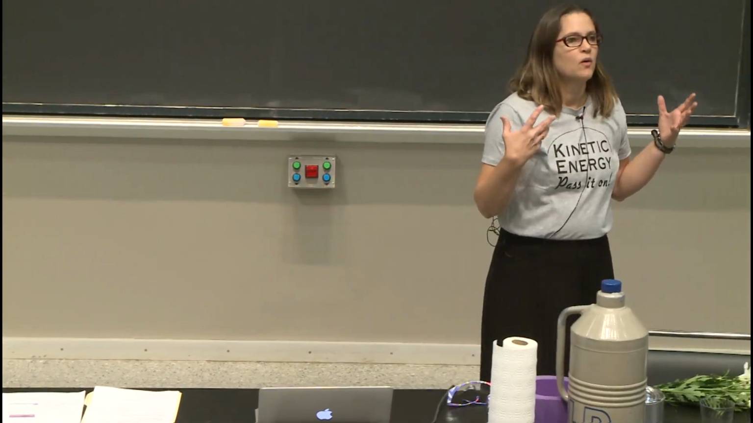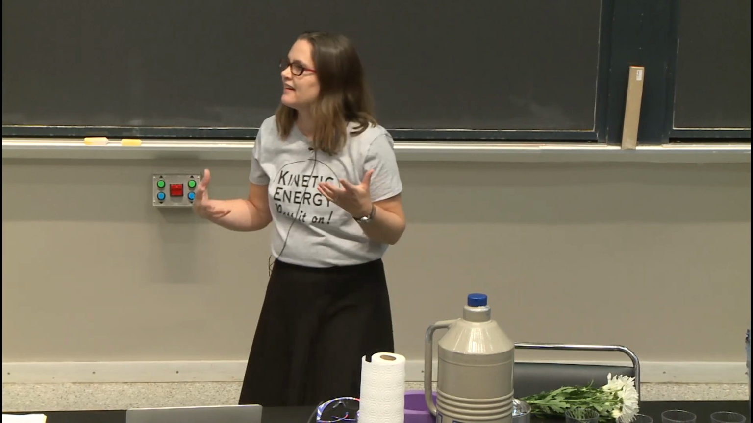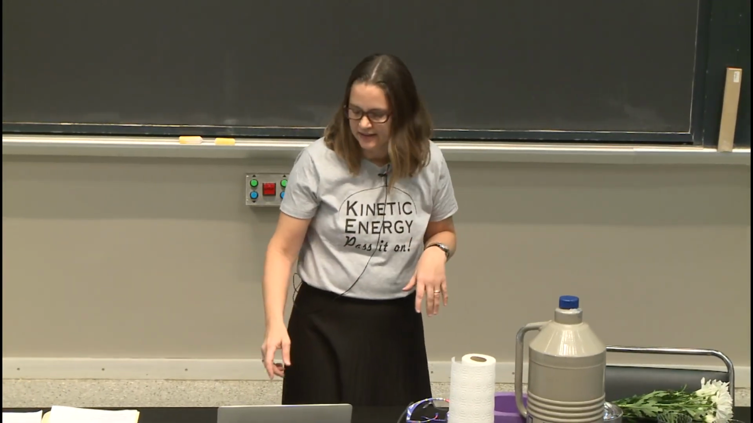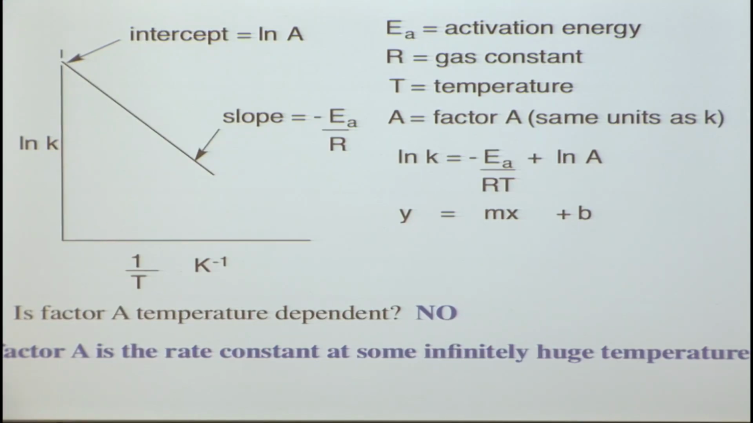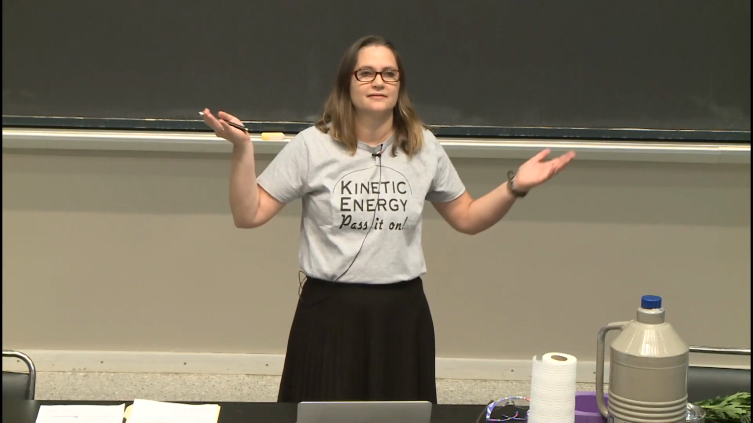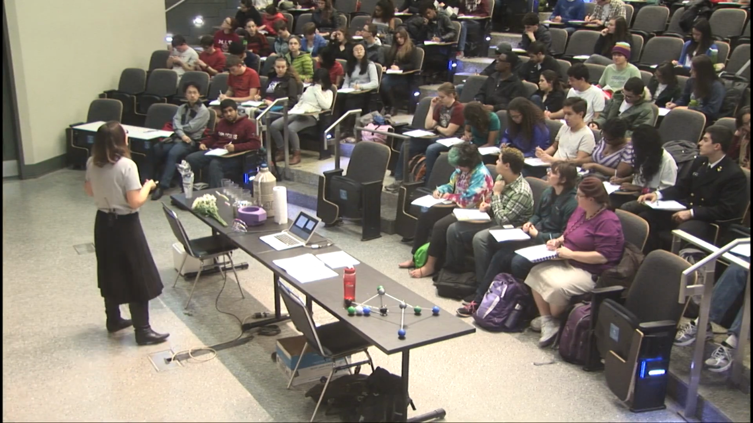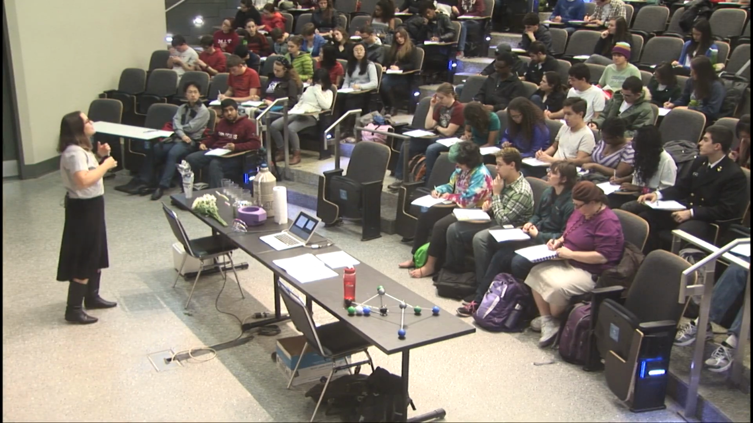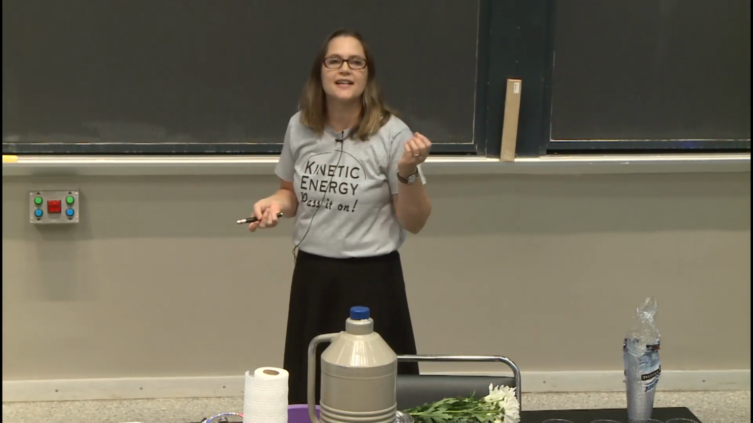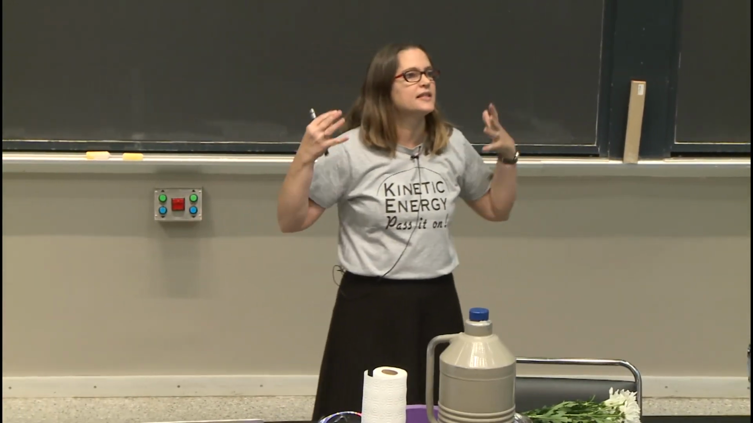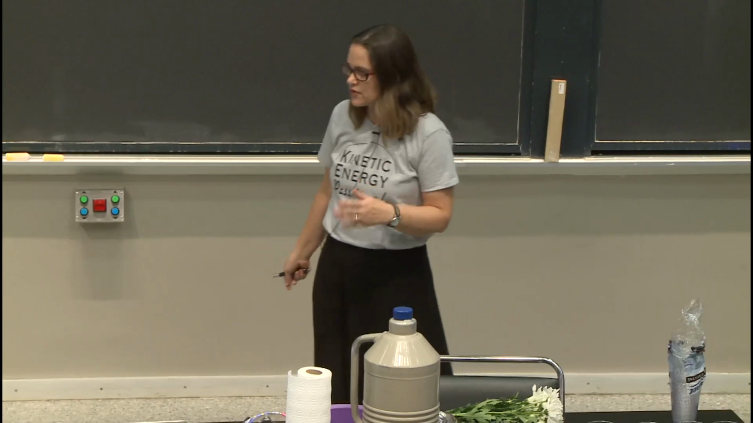And so what is this factor A? If we think about this in terms of the plot, it is the rate constant when 1 over T is equal to 0, because it is the y-intercept. And when 1 over T is equal to 0, what has to be true about T? Yeah, infinitely large. So factor A is the rate constant at an infinitely large temperature, at a huge temperature. So it's the fastest that particular reaction could ever go at this infinitely huge temperature. So that's what factor A is.